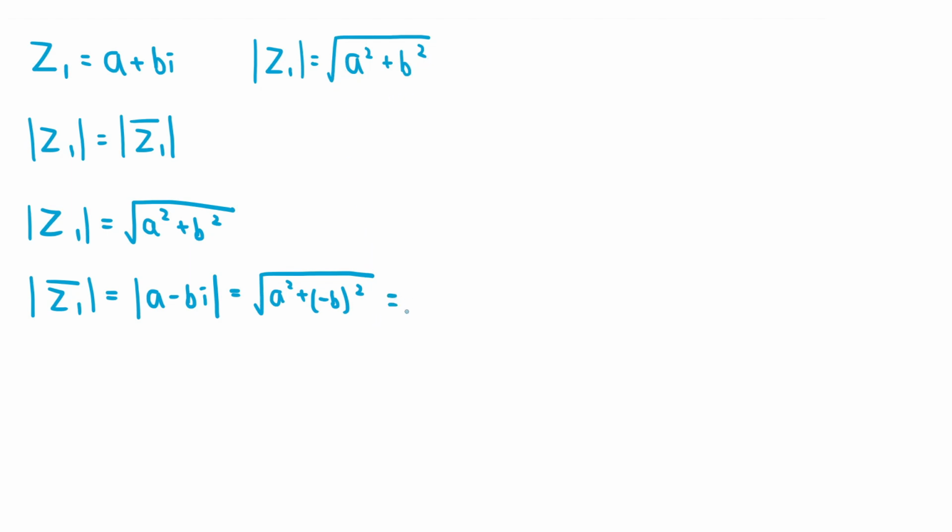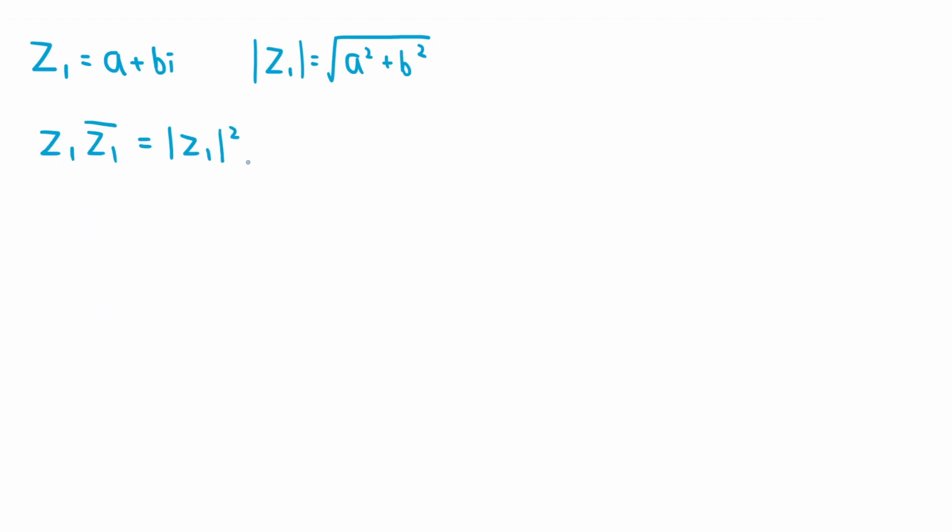This is equal to the square root of a squared plus b squared, and notice how this is the same expression for the absolute value of z1. So the absolute value of z1 is equal to the square root of a squared plus b squared, and the absolute value of z1 conjugate is also equal to the square root of a squared plus b squared. So we can conclude that the absolute value of z1 is equal to the absolute value of z1 conjugate.